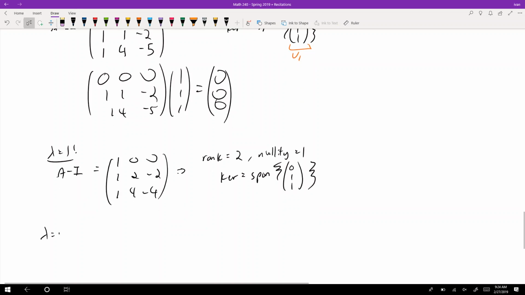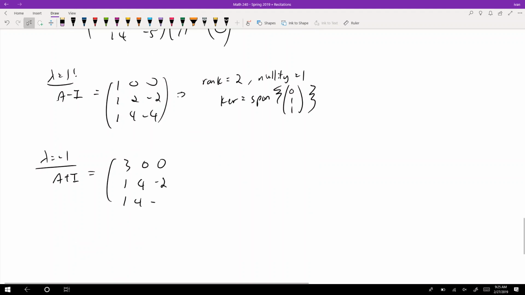Okay, and then lambda equals negative 1. Remember, it's A minus lambda I, so now this becomes A plus I. 3, 0, 0, 1, 4, negative 2, and 1, 4, negative 2. Okay, the last row is pretty clearly the same as row 2, so the rank is 2, which means that the nullity is 1. So what's the kernel? 0, 1, 2 is in the kernel.